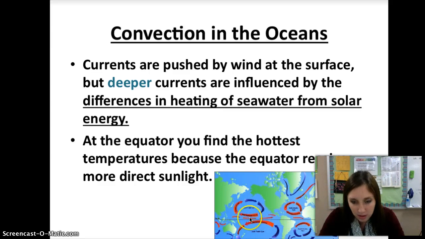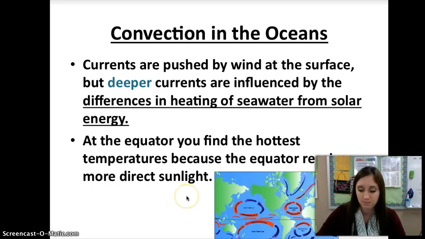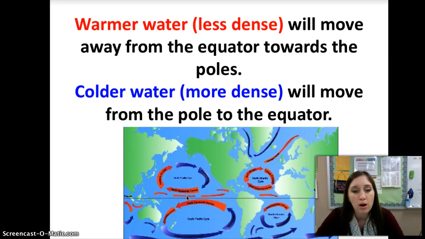So as you can see in this picture, the hotter temperatures here, and you can see this ocean current right here. It's going to start rising. So see, it's rising, and then these down here are going to start sinking. So that is our convection current right there. So warmer water, which is going to be less dense, will move away from the equator towards the poles. So let's look at this. Right here, warmer water is going to move away from the equator and move towards the poles because that's it rising.